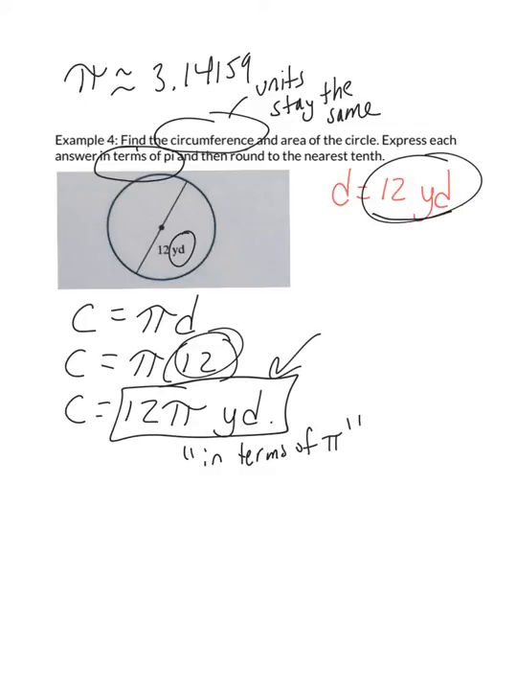Now, they still want circumference to go into the second answer box, but they want it rounded to the nearest tenth. So when they want the rounded answer, it means you're going to use the pi button on your calculator and round accordingly. So let's go ahead and type in 12 times pi into our calculator and round to the nearest tenth.